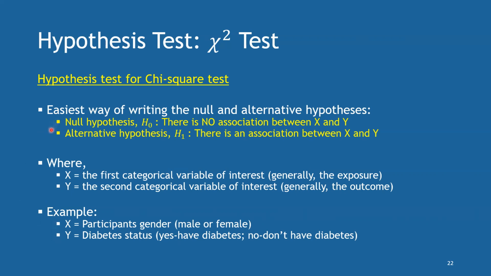However, we write the alternative hypothesis, or H sub 1, that there is an association between X and Y. So if we reject this null hypothesis and favor the alternative hypothesis, we would then say that there is an association between X and Y.